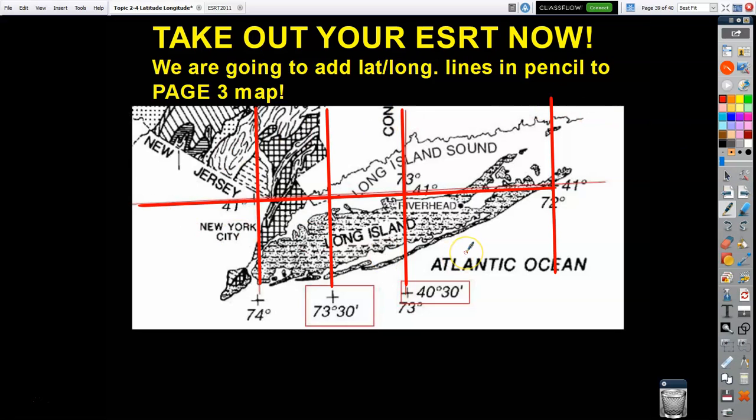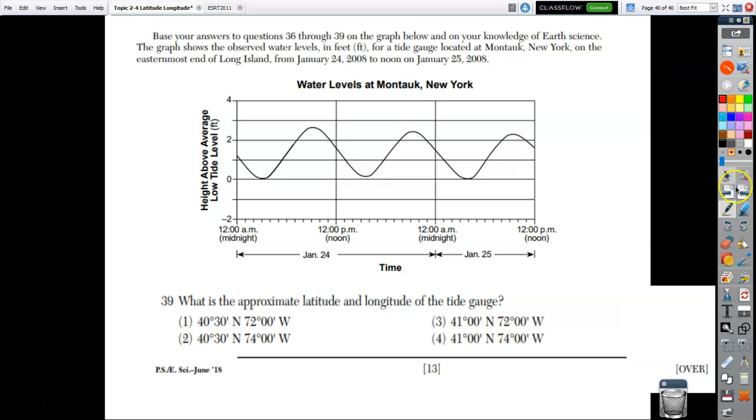This we did, and you should have done it in the latitude video, so if you haven't watched that, it adds some grids to that. I just threw a question on here real quick. Here's one, so this is off of a Regents. Base your answers to question 36 through 39, which I didn't give you 36, 37. I just took those out and went right to 39.